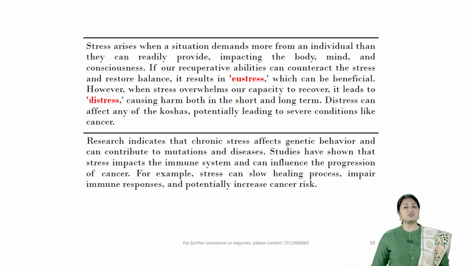Research indicates that chronic stress affects genetic behavior and can contribute to mutations and diseases. Studies have shown that stress impacts the immune system and can influence the progression of cancer. For example, stress can slow the healing process, impair immune responses, and potentially increase cancer risk as well.